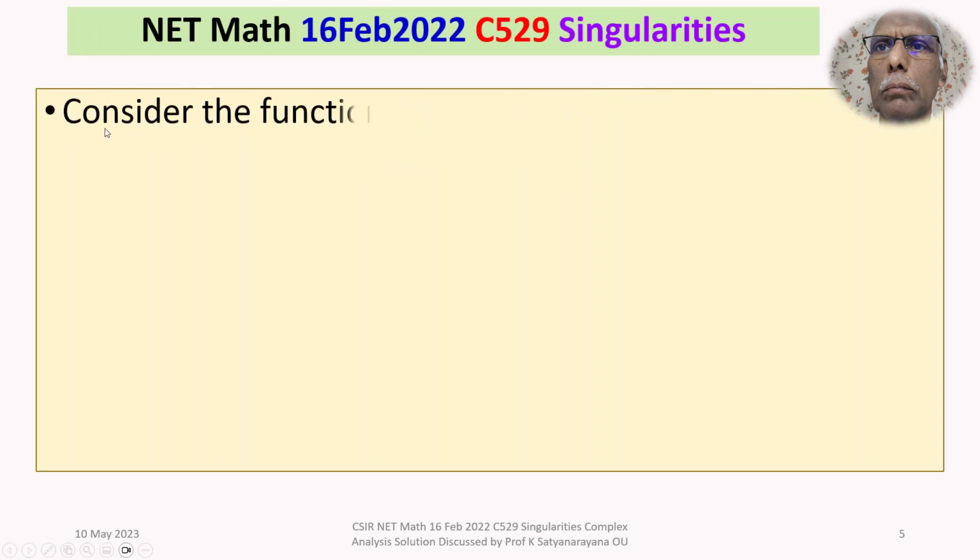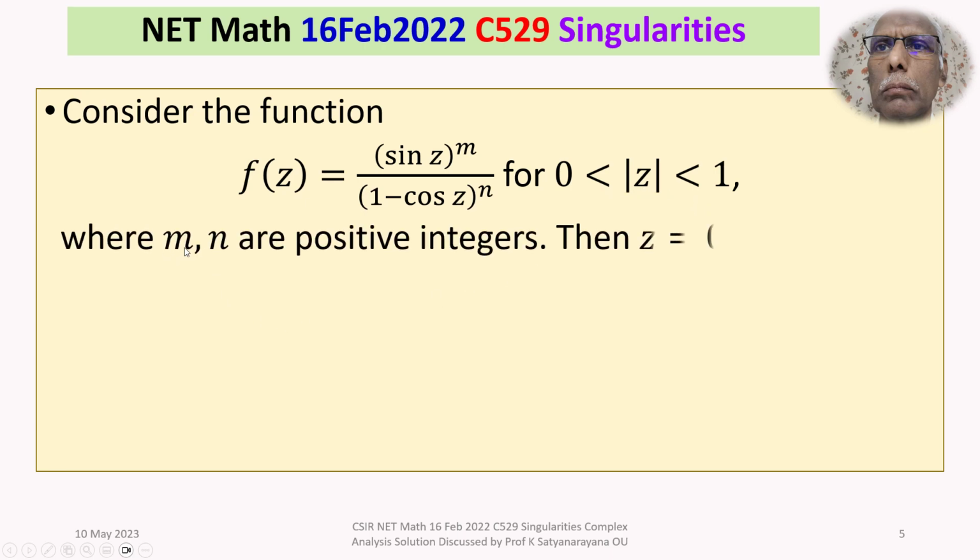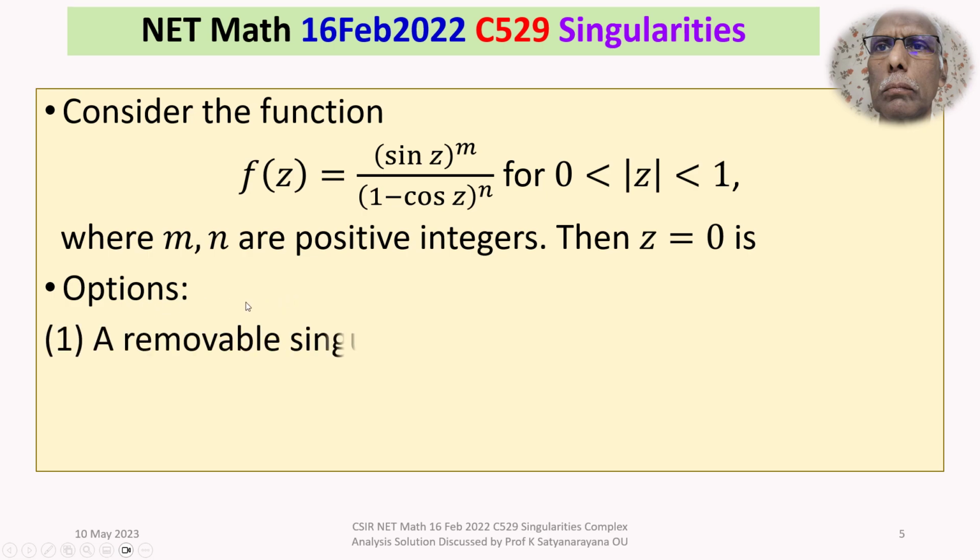The given question is, consider the function f of z is equal to sin z to the power of m by 1 minus cos z to the power of n for 0 less than mod z less than 1, where m and n are positive integers. Then z is equal to 0 is, we are given four options.